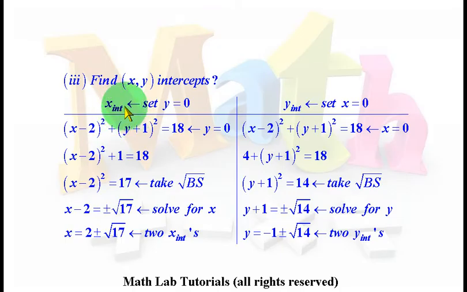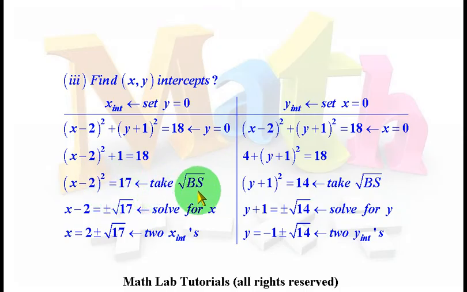To find the x-intercept, you set y equal to 0, because the x-intercepts are points on the graph whose y-coordinate is 0. Similarly, the y-intercepts are points on the graph where the x-coordinate is 0. So we set y equal to 0 in the standard form. There's the standard form right there. When we do that, we get (x minus 2) squared plus 1 equals 18. We move the 1 over to the right-hand side, and we get (x minus 2) squared equals 17.